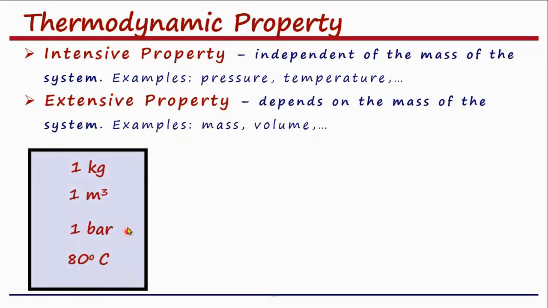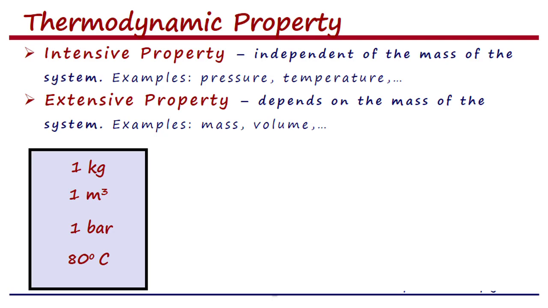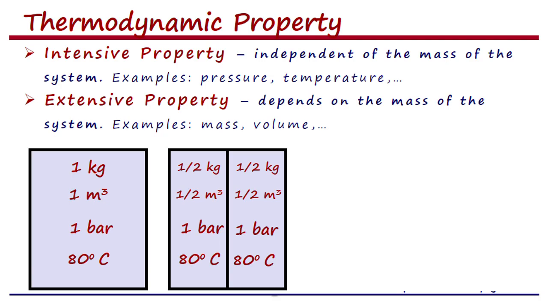Now, let us consider some system. The mass of the system I have taken as 1 kg and its volume is 1 cubic meter, pressure is 1 bar and temperature is 80 degrees Celsius, let us say. Now, I divide this system into two equal portions. Let us see what happens to the mass, volume, pressure and temperature. The mass becomes half kg, half kg. The volume also becomes half, but the pressure and temperature remain constant. So, the properties which depend on the mass are called the extensive properties. And the properties which do not depend on the mass of the system, we call it as intensive property.